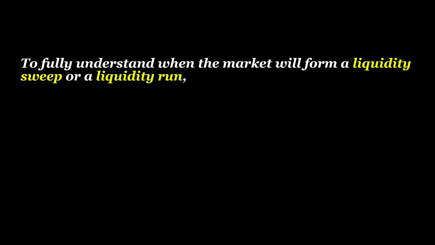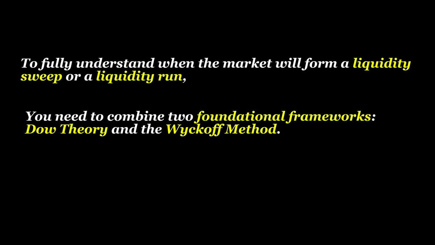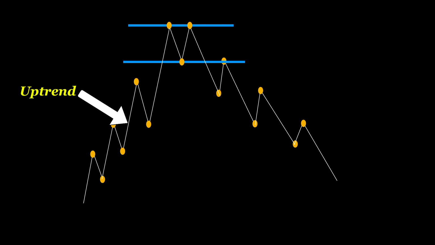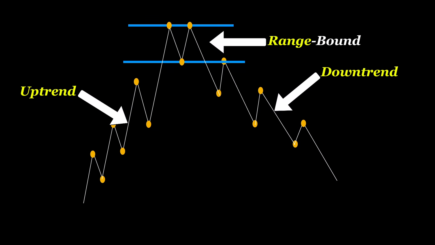To fully understand when the market will form a liquidity sweep or a liquidity run, you need to combine two foundational frameworks, Dow Theory and the Wyckoff method. Dow Theory divides the market into three phases. Uptrend, price creates higher highs and higher lows. Downtrend, price creates lower lows and lower highs. Range-bound market, price moves horizontally between support and resistance.